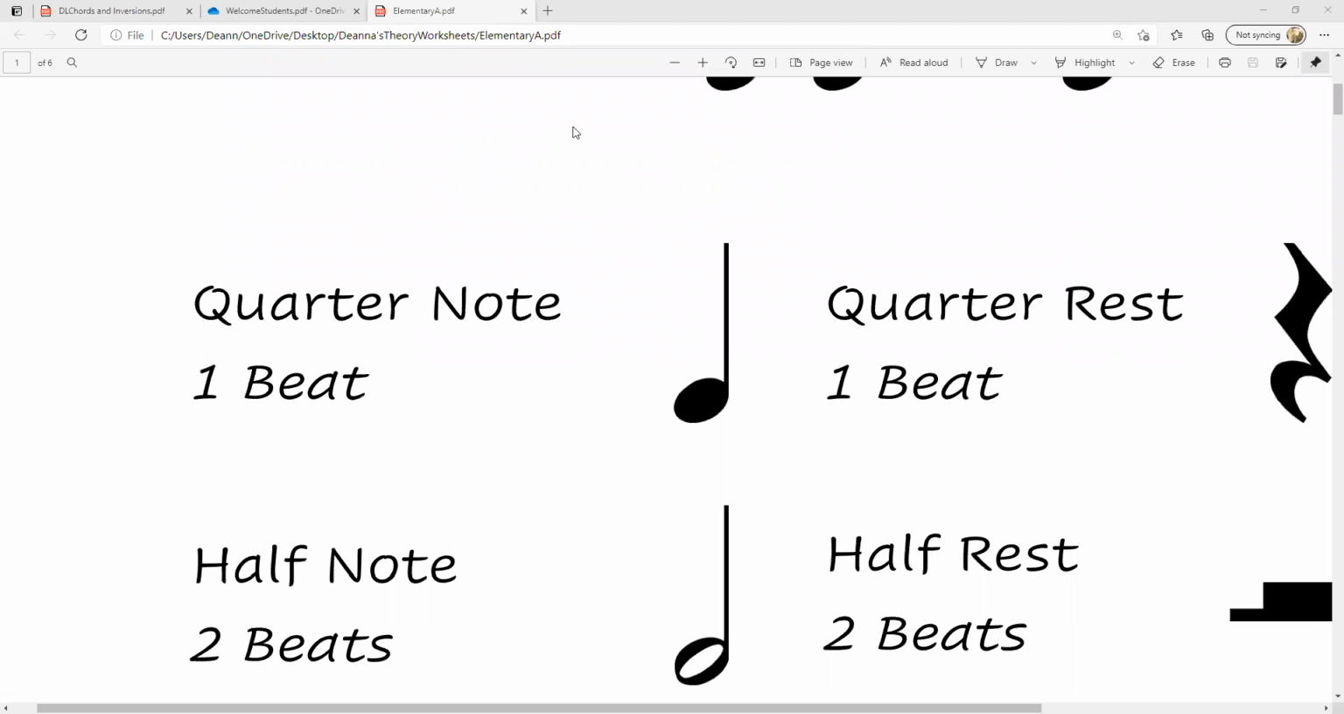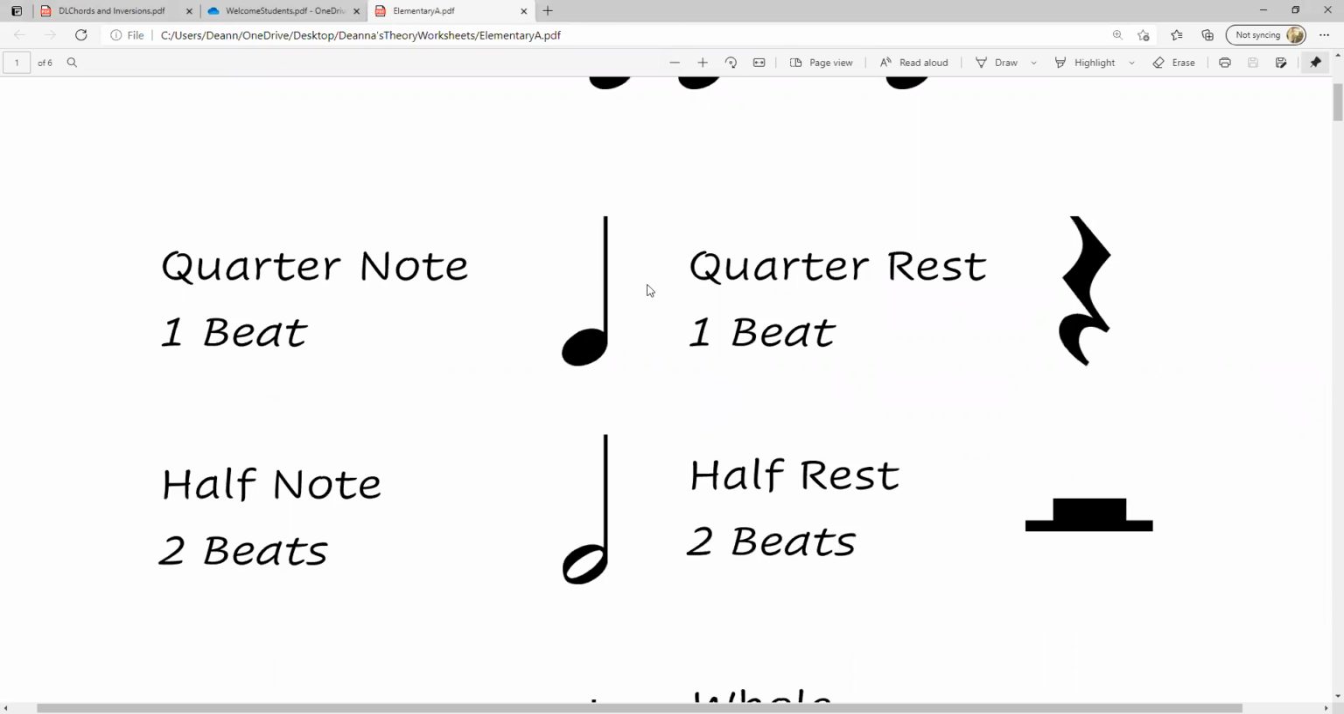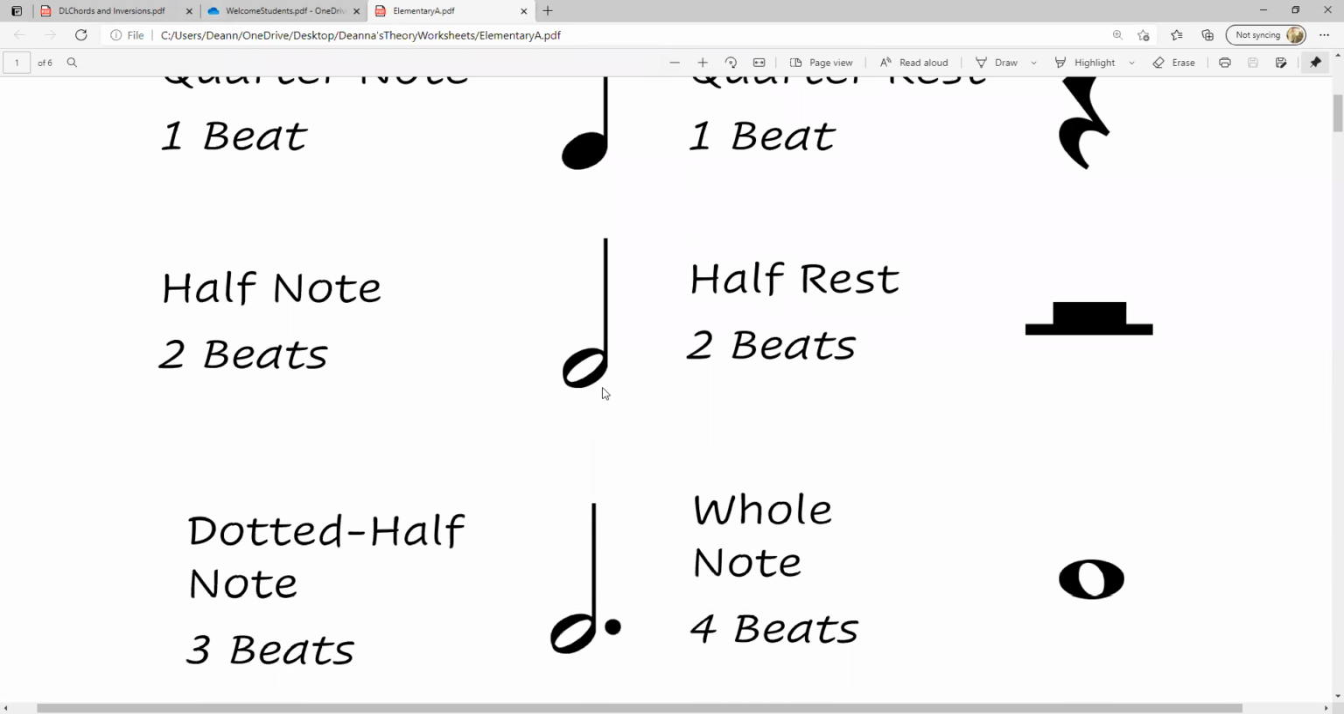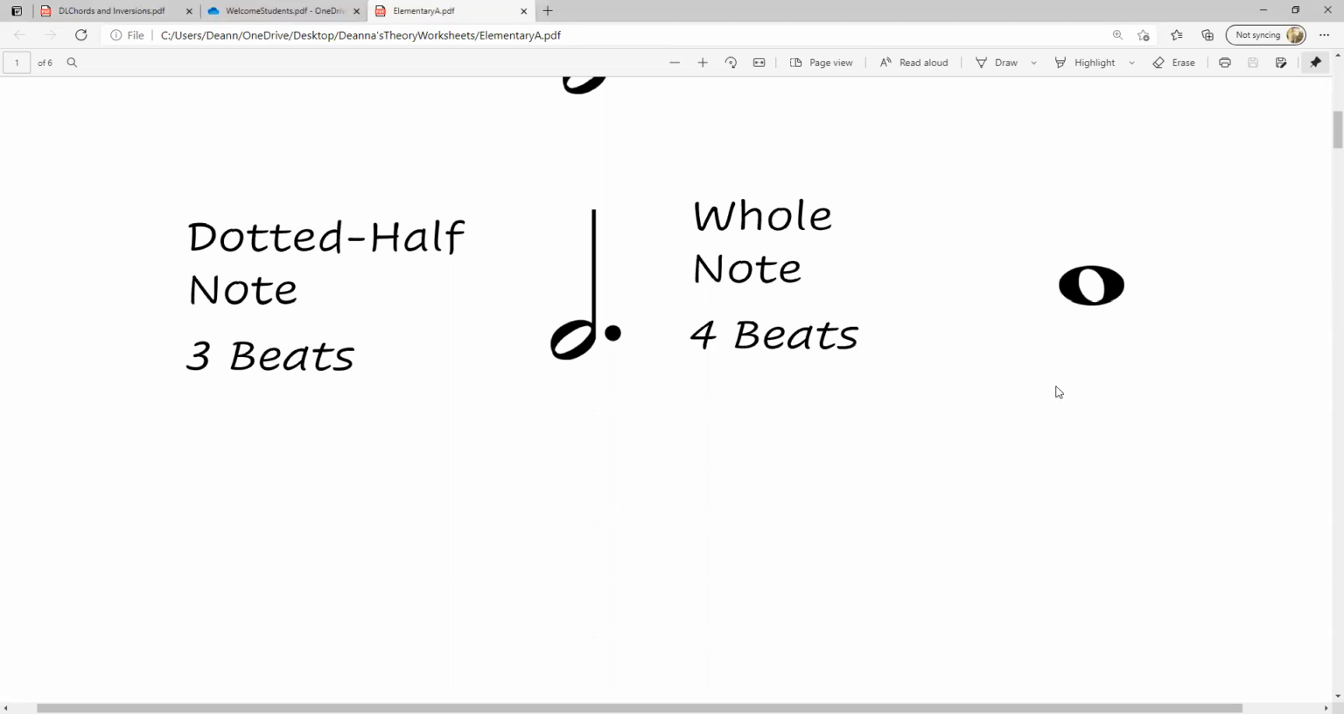There is a quarter rest too. A quarter rest also gets one beat, but you don't play. You still count, but you don't beat. So a quarter rest would be one beat of nothing. Okay, a half note gets two beats. 1, 2 is a half note. Half rest is 1, 2, nothing, but you still count for two beats.